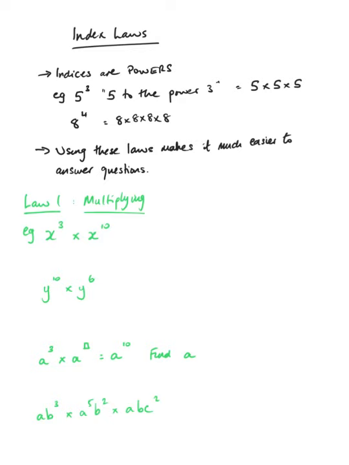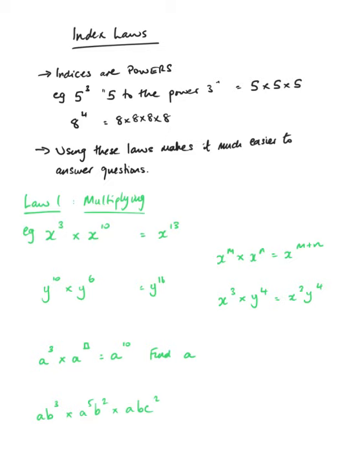So if we think about multiplying, so I've got something like x to the power 3 times x to the power 10. Now the answer to that is x to the power 13. And y to the 10 times y to the 6 is y to the 16. Now basically what we're doing here is we're adding those powers. So x to the power m times x to the power n is equal to x to the power m plus n. Now this only works if you have the same base. So if I had something like this, x to the power 3 times y to the power 4, I can't simplify that. I can't add those powers to make 7. That just stays as x to the 3, y to the 4.